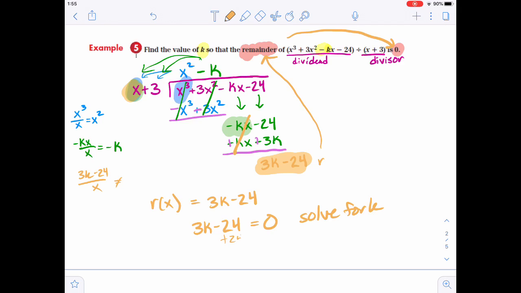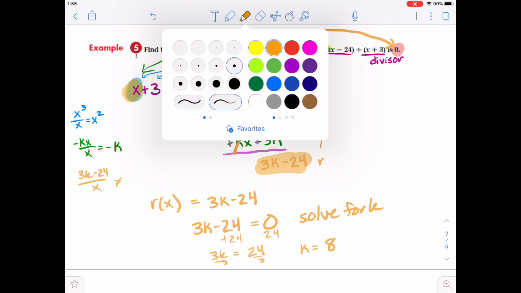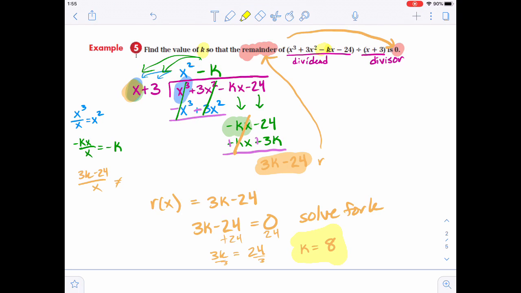Add 24, and we get 3k equals 24. Divide by 3, we get k equals 8. So k is 8. So if we have an 8 there, it means that we're going to be able to divide and get a remainder of 0.